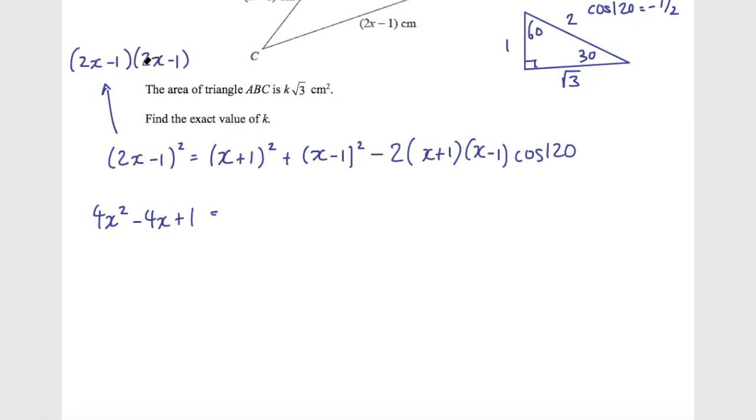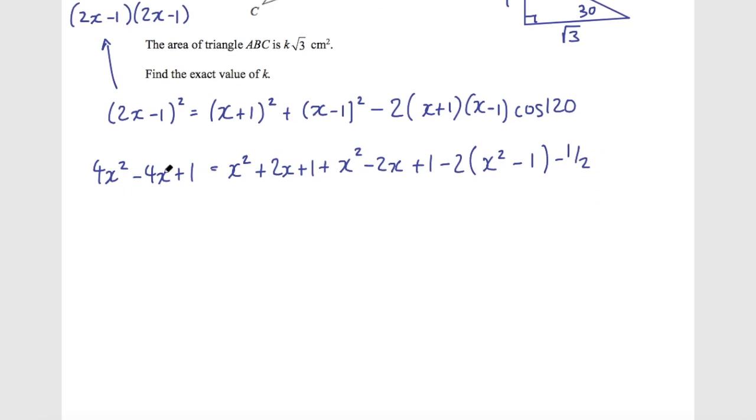And then you need to use a method to expand the double brackets. So I've gone ahead and done that, and then I need to do the same for these brackets in here that are squared. So that's going to be x squared plus 2x plus 1 plus, now I need to square this one, x squared minus 2x plus 1, and then minus 2, and then I need to expand these double brackets out as well. So that's just going to be x squared minus 1, because the x's in the middle cancel out. And then the cosine of 120 I said was minus a half.